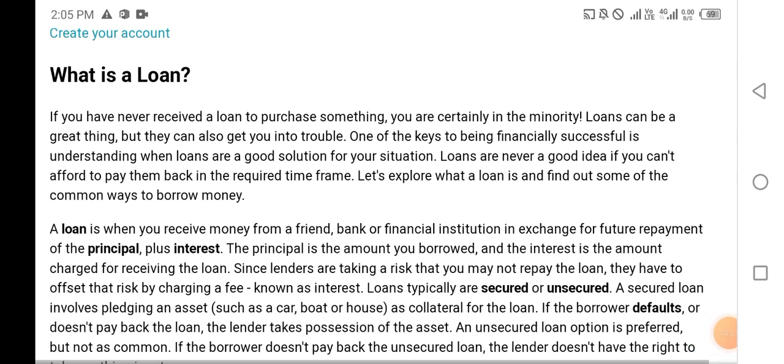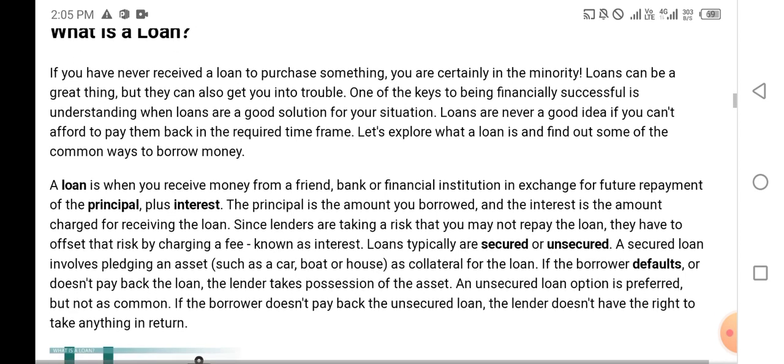If you have never received a loan to purchase something, you are certainly in the minority. Loans can be a great thing, but they can also get you in trouble. One of the keys to being financially successful is understanding which loans are a good solution for your situation. Loans are never a good idea if you can't afford to pay them back in the required time frame. Let's explore what a loan is and find out some of the common ways to borrow money.